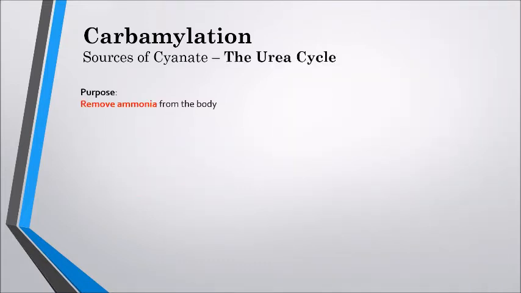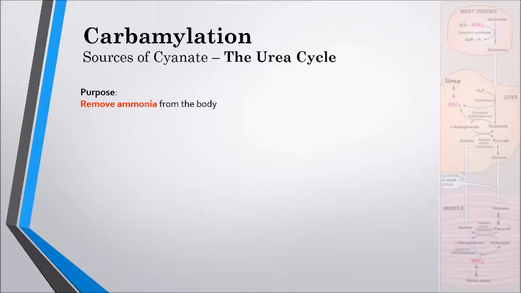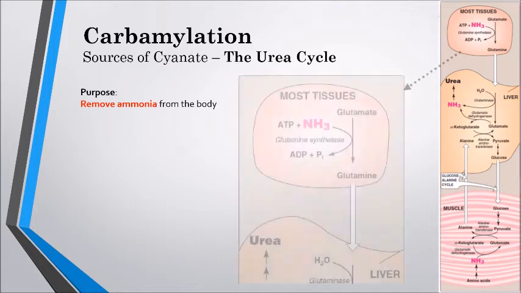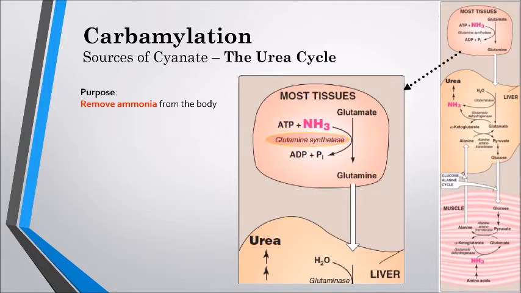The main purpose of the urea cycle is to remove ammonia from the body, as accumulation of ammonia can be toxic. From the diagram on the right, we see two mechanisms available in humans for the transport of ammonia from the peripheral tissue to the liver for its ultimate conversion to urea. The first mechanism requires an enzyme known as glutamine synthetase to combine ammonia with glutamate to form glutamine.